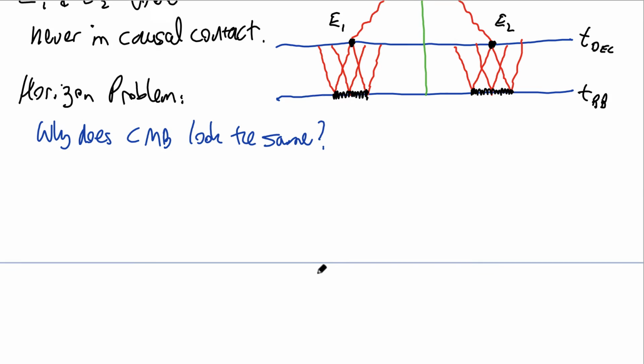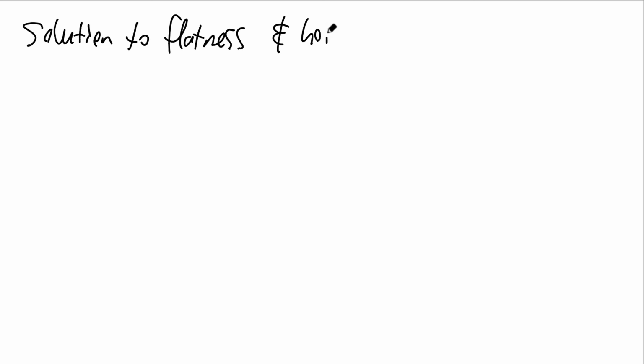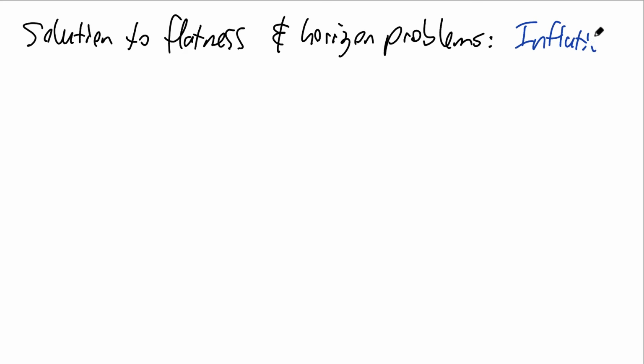So how do we solve these problems with the standard cosmology, in particular the flatness problem and the horizon problem? Currently, the most popular explanation is that the universe underwent a period of rapid inflation just after the Big Bang. Let's see how this works.